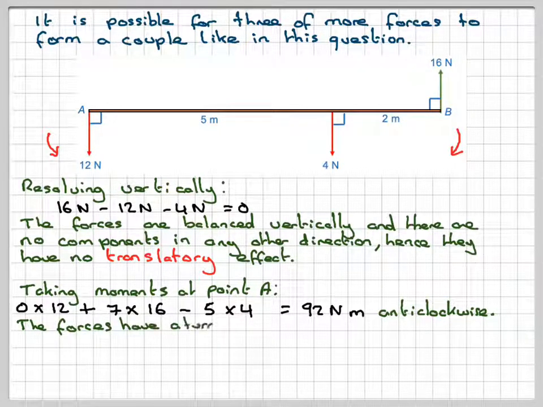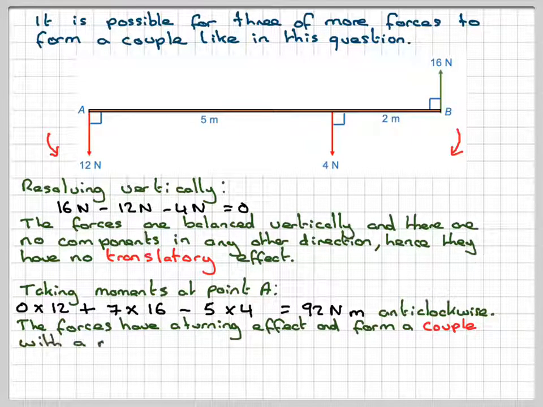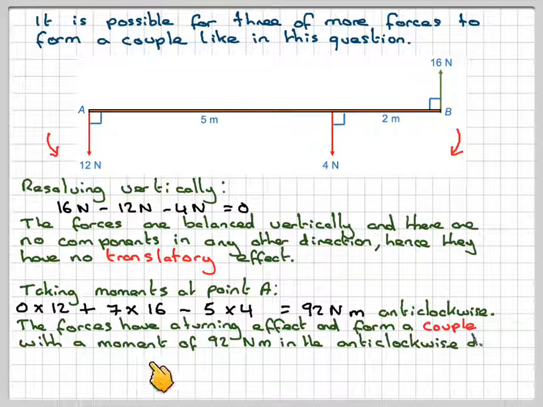The forces have a turning effect, and there's no translationary effect, just as we mentioned. Therefore, they form a couple with the moment of 92 newton metres in the anti-clockwise direction.